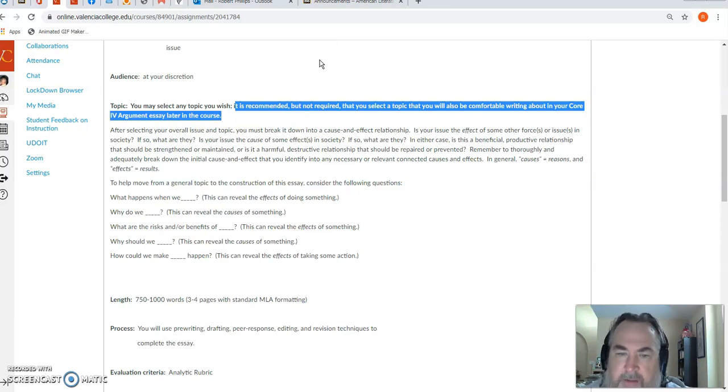And I say recommended but not required. I strongly recommend it. That's the whole point. That's the goal, the way I'm designing these assignments to work together. I want them to. My idea is that in this essay, this core 3 essay, you will identify, for instance, the causes of something, that these things cause something else, or this is caused by something such.